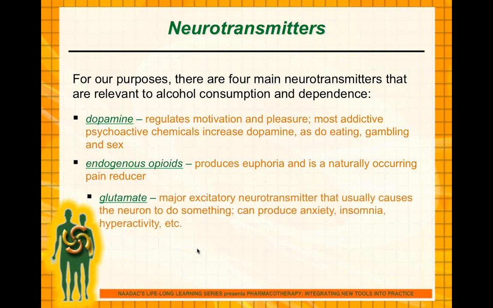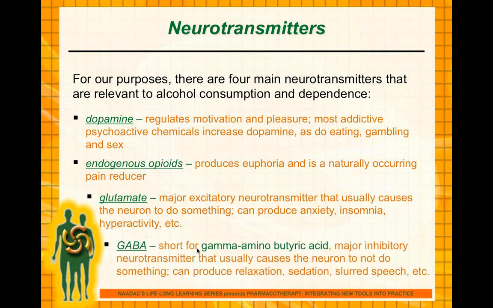Then here's a new one perhaps for you: glutamate. That's the major excitatory neurotransmitter that usually causes the neuron to do something. Some examples of what we can pin on glutamate are anxiety, insomnia, and hyperactivity. So think of glutamate as revving you up, causing you to do something. With anxiety, insomnia, or hyperactivity, your body is a little flooded with something that is causing you to rev up. Remember that when we're discussing glutamate.